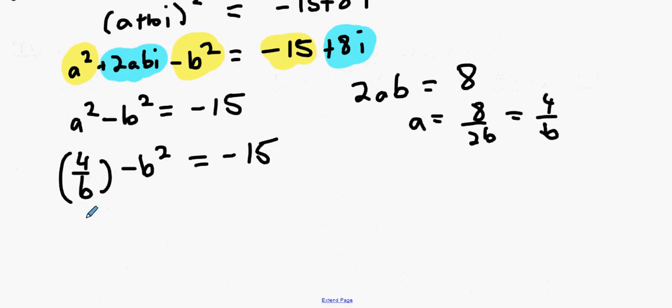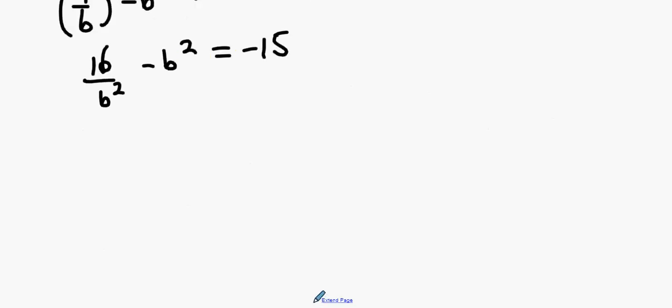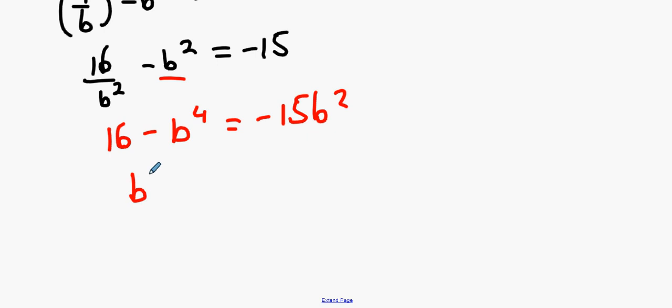Alright, let's square this out. 16 over b squared minus b squared equals minus 15. Multiply across by b squared, and you get 16 minus, what happens here? b to the power of 4 then, minus 15 b squared, yeah. b4 minus 15 b2 minus 16 equals 0. We all good there? You good? Alright, what's the substitution you make, Jamie?